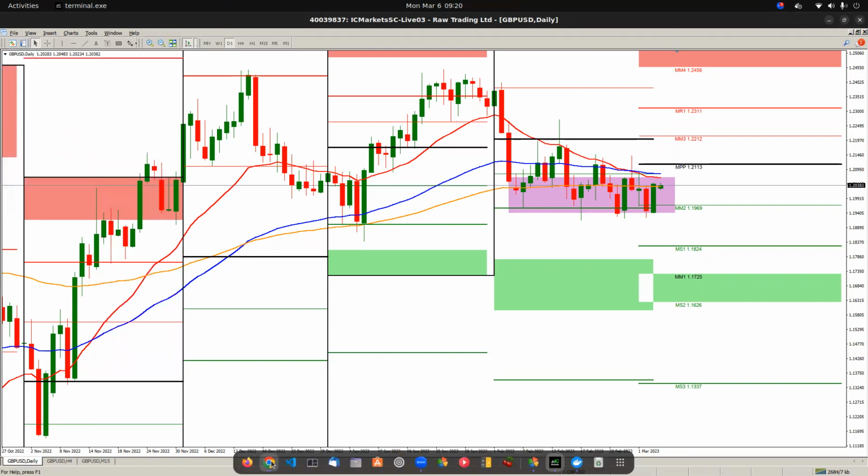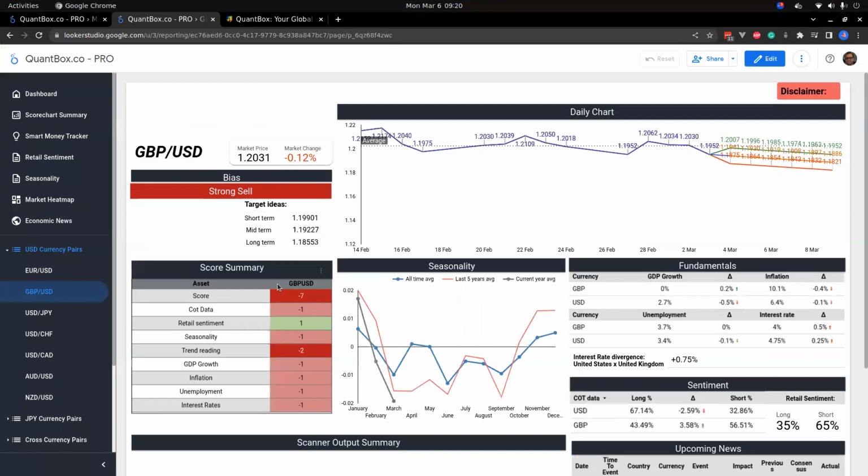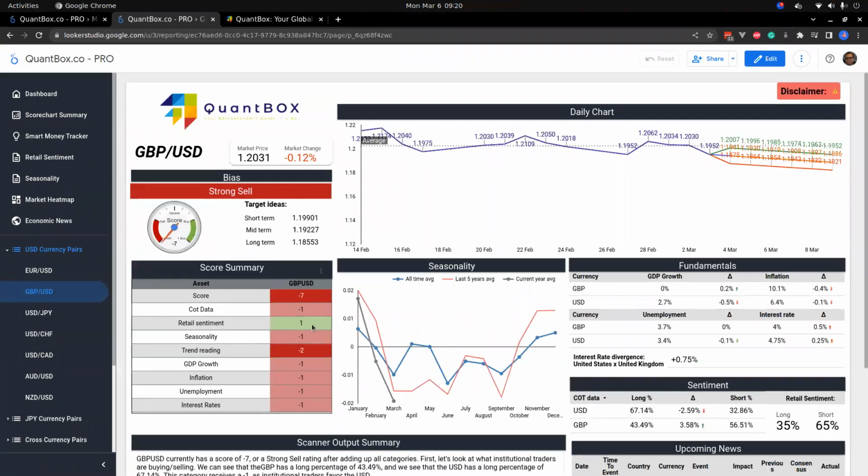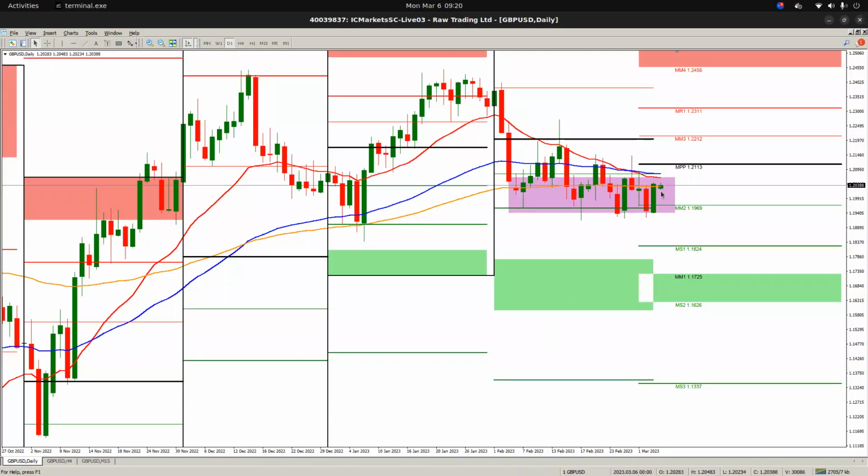And you can see here on pound dollar, go into the score chart summary. Retail sentiment is currently positive, but everything else is negative. But we do have a technical consolidation, so wait for that to break.